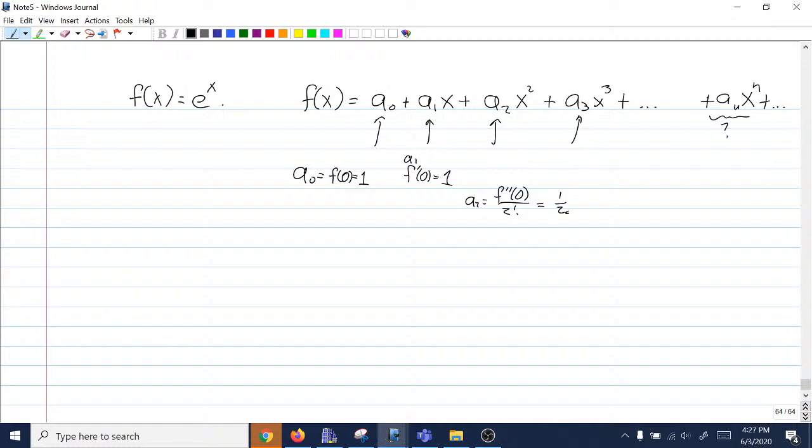You get 1/2. a3, if it exists, would be the third derivative over 3 factorial. I know the third derivative. It's e to the x. Plug in 0, you get 1. This will be 1/6. So maybe, or conjecture.